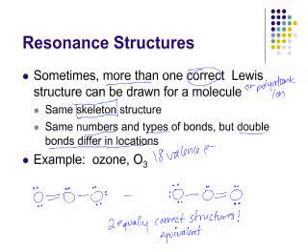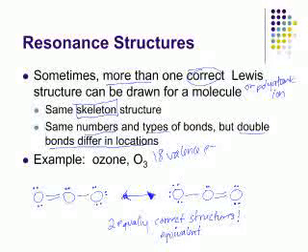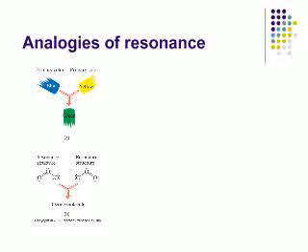These are resonance structures, and when we draw resonance structures, we separate them by a double-sided arrow. We're trying to say that the true situation is somewhere in between. I'd like to explain that with an analogy.